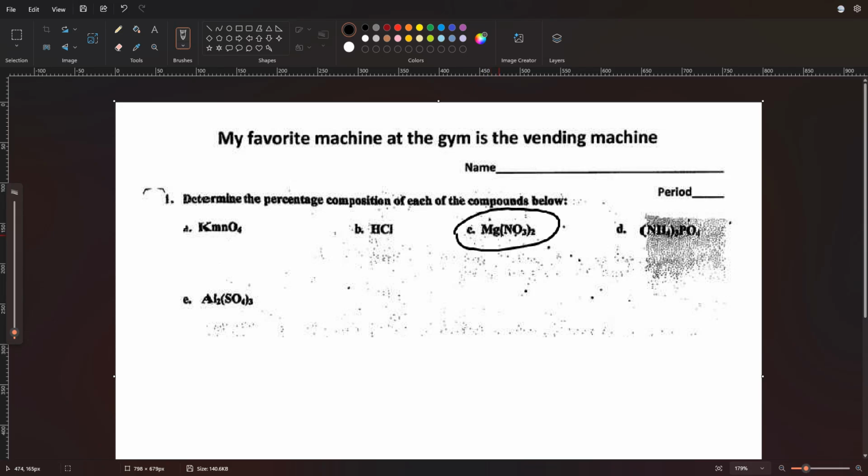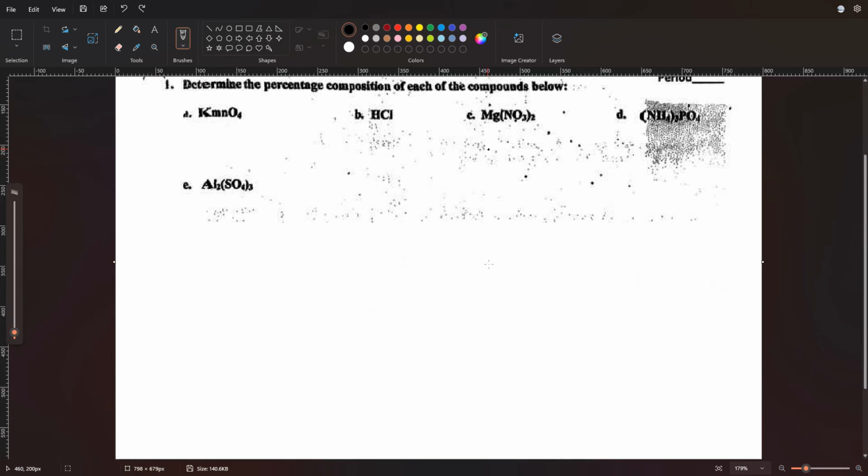So we see that there's one magnesium atom, there's two nitrogen because of the two subscripts, and there's six oxygen because of the three subscript times the two subscript. So let's just start by writing down the compound here, atom by atom. So we have our magnesium, we have our nitrogen, and then we're gonna say how many nitrogen we have. So two, or we could do it like this: two nitrogen and six oxygen.